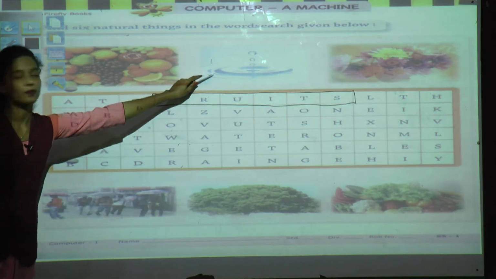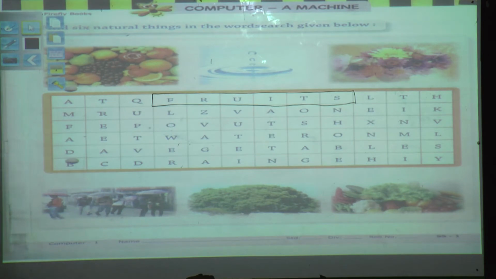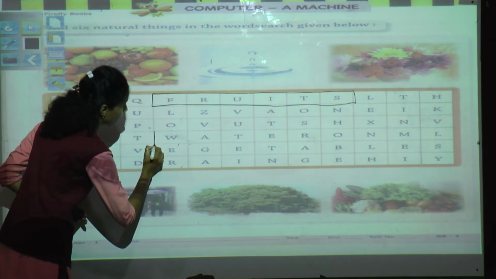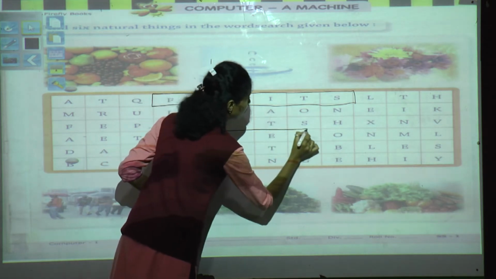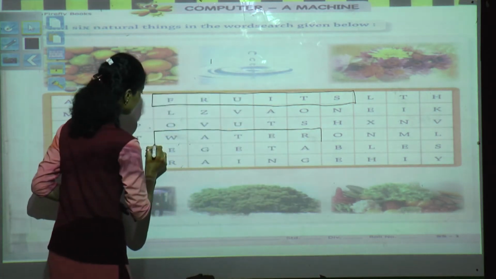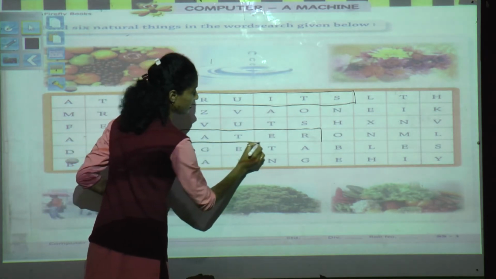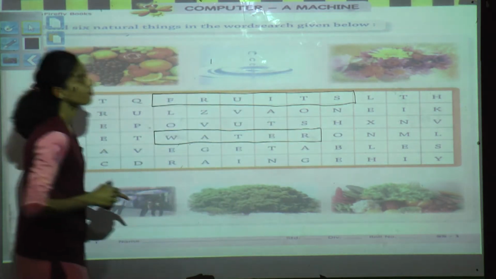Next, what is this? Yes, good. This is water. What is the spelling of water? W-A-T-E-R. Where can we see the spelling? Here. Good. W-A-T-E-R. Water. These are natural things.